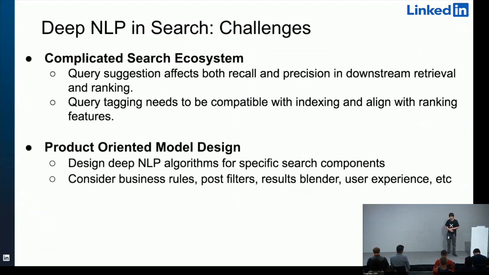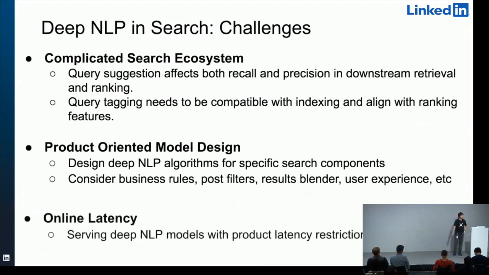The second challenge is from the product requirement, so product-oriented model design. Developing a deep learning model in such a system is not as easy as training an offline model. Many times it needs to consider special product requests. It also needs to consider what happens after you deliver the model. For example, there are lots of business rules, post-filter results, blending, or user experience you need to consider when you design the model. But we know deep learning models are very bad at model understanding and interpretation. How can we handle these things, right? Of course, model understanding is another topic, also very hard. That's why we need to design a product-oriented model.